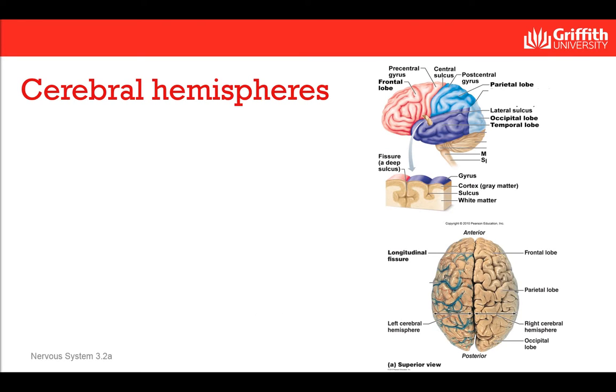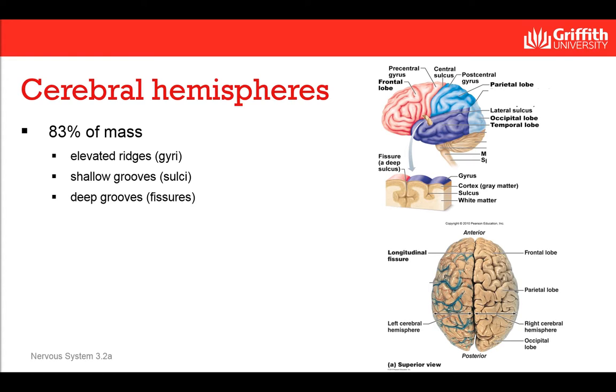The two cerebral hemispheres form the superior part of the brain and account for 83% of the total brain mass. Elevated ridges of tissue are called gyri, and these are separated by shallow grooves in the tissue called sulci. Deeper grooves in the tissue are called fissures, and these separate larger regions of the brain. The more prominent gyri and sulci are important anatomical landmarks.